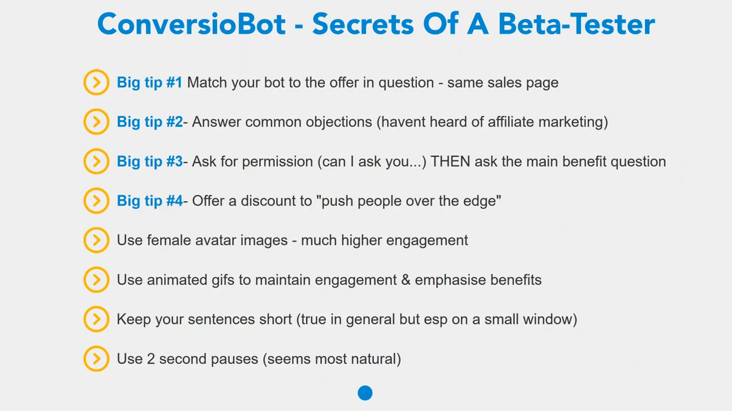So the first big tip is to match your bot to the offer in question. So if your sales page is about dieting and your headline is how to lose 11 pounds in 6 weeks, then you should have questions that are focused not only on dieting, but that use words like 11 pounds in 6 weeks. It's important that the text inside the bot matches the text of your sales letter.